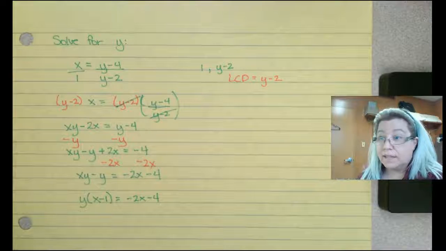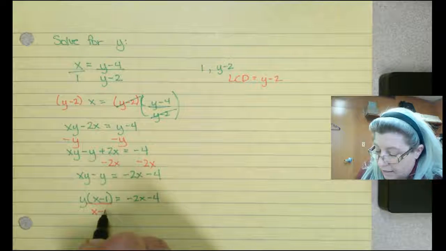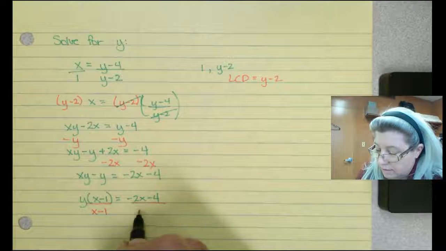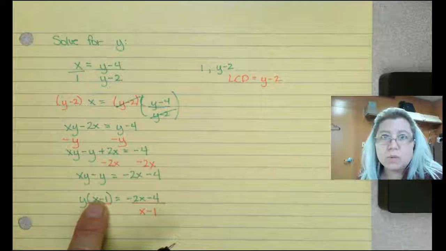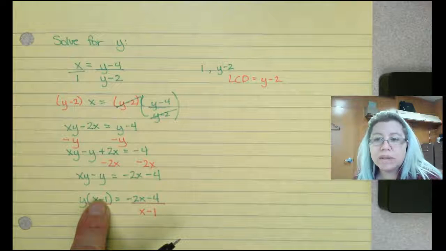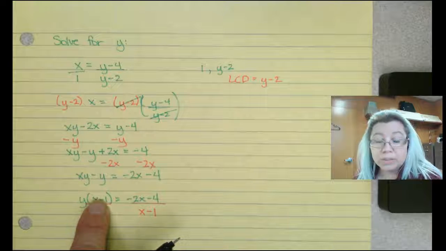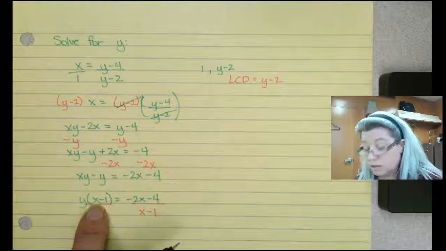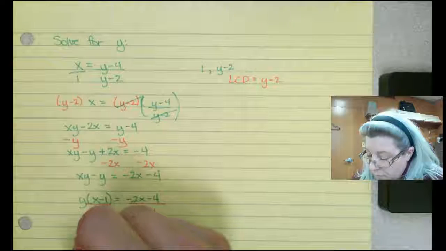I want the left-hand side to only have y, so I can divide by x minus 1. Think of that as a 2. If that was 2y, what would I divide by? 2. If this is a 3, I would divide by 3. If this was a q, I would divide by q. Well, it looks like an x minus 1, so I'm going to divide by an x minus 1.